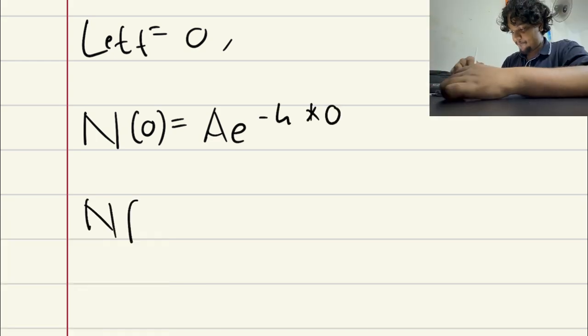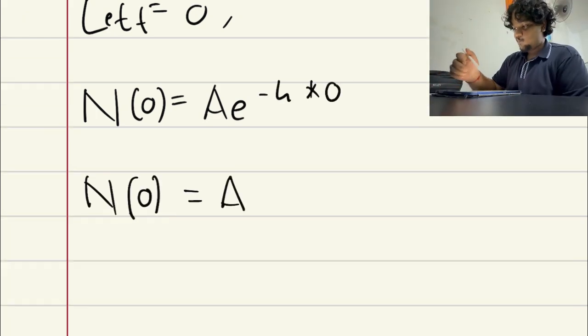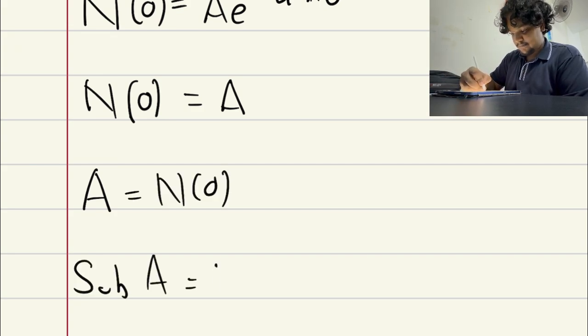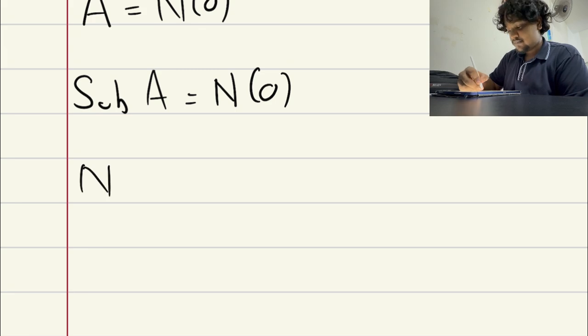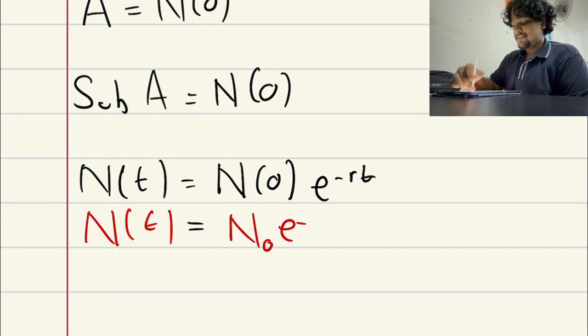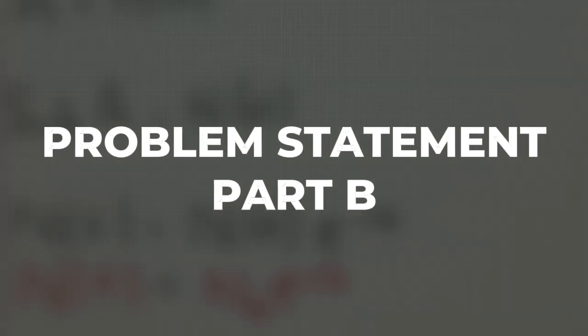Let T equals 0. N0 equals A e to the power of negative R times 0. N0 equals A. So A equals N0. N(t) equals N0 e to the power of negative RT.